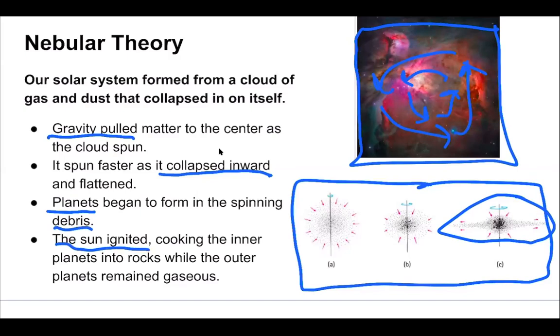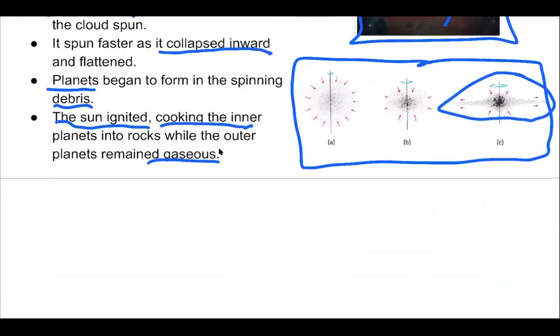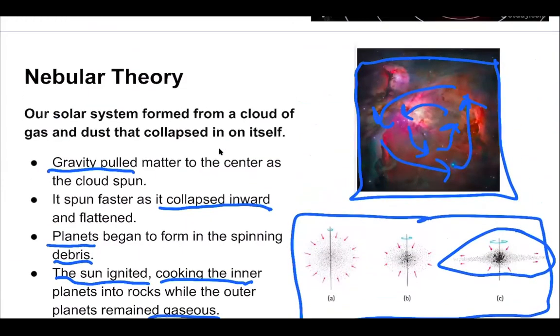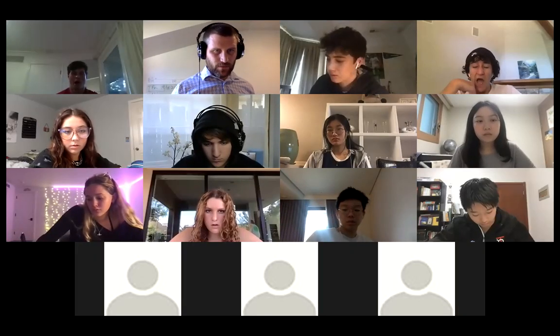Then the sun ignited. So we actually had some planets forming before the sun was even technically a fully going star. But once the sun did ignite, it cooked those inner planets. That's why they're terrestrial, whereas the outer planets, which were more distant, managed to remain gaseous and much larger. And that is the gist of chapter 28.1. So we're going to do some activities to explore that today.